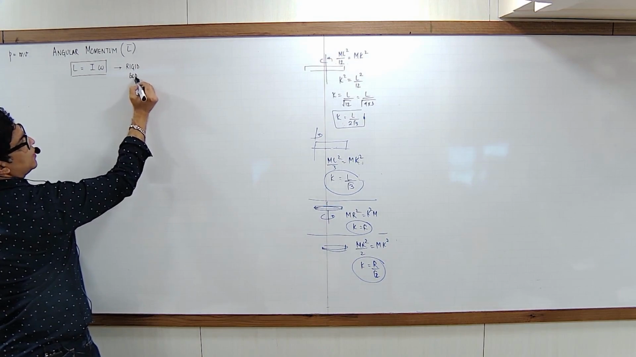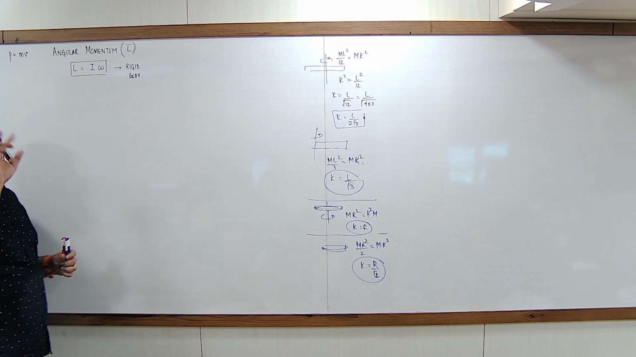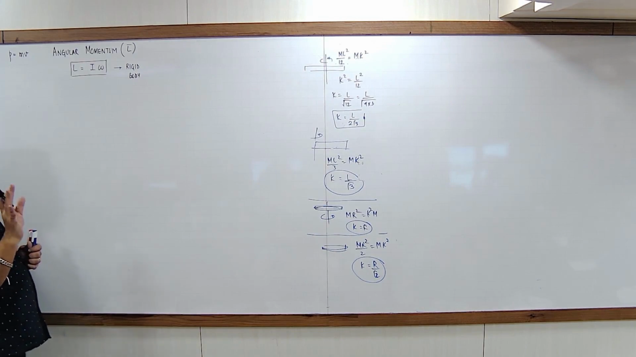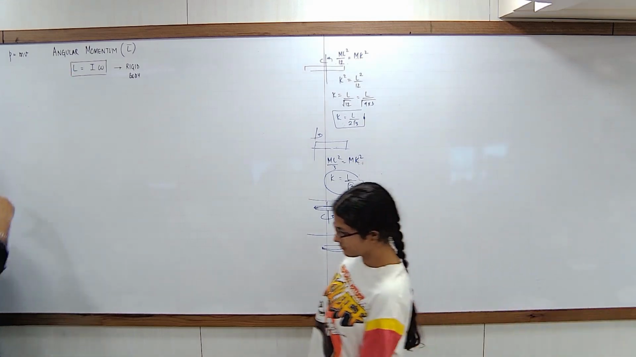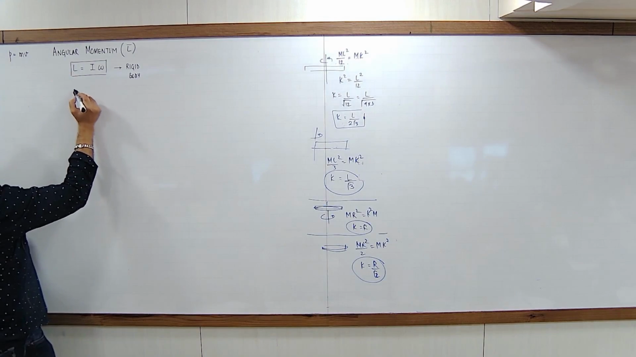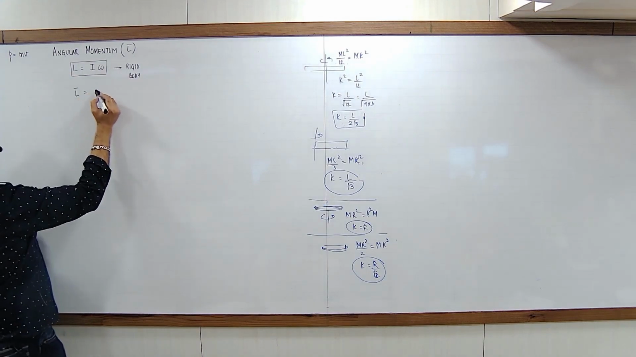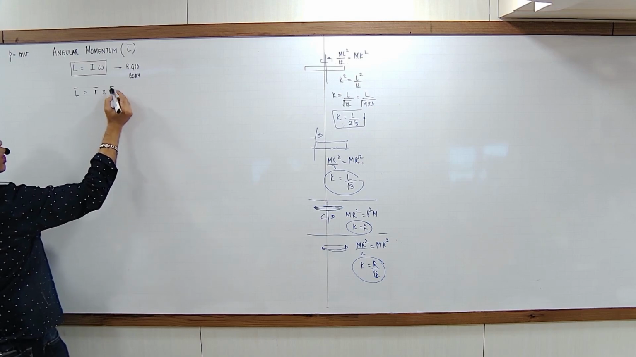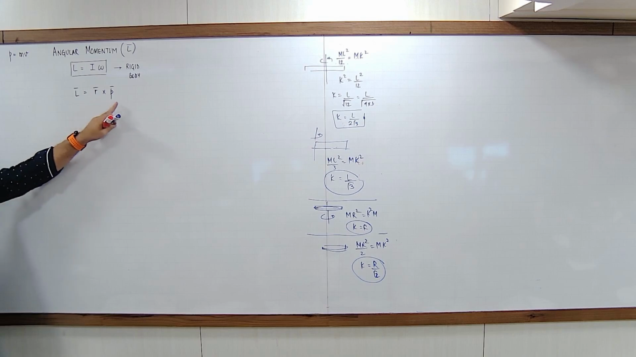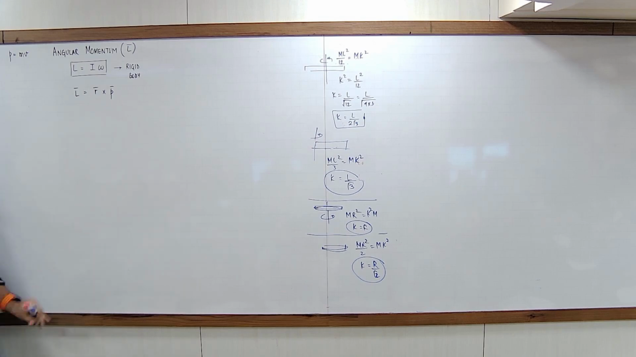Rigid body means continuous bodies. So how is it for a point mass? For that you have to remember the relation between L and P. L is a vector, L equals R cross P, not P cross R, where R is the position vector and P stands for linear momentum. This is because of the angular motion, rotation motion.